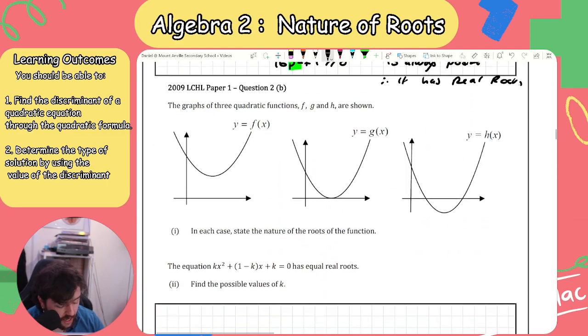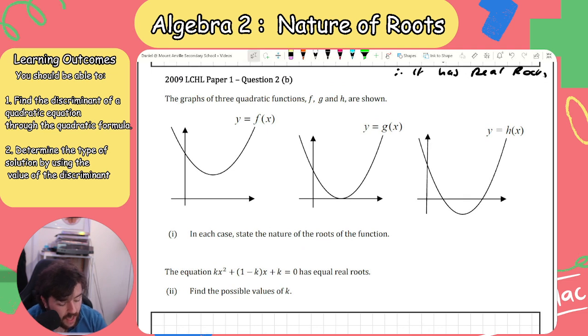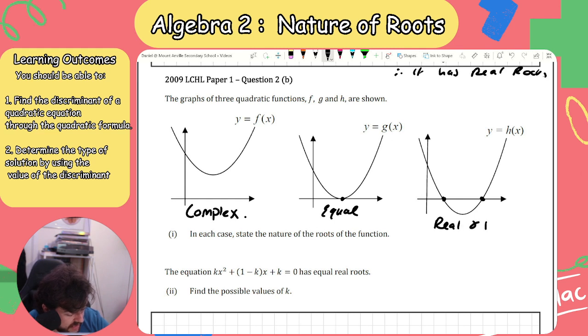Finally, last question here. This is from the 2009 paper, paper 1, question 2. The graphs of 3 quadratic functions are shown here. In each case, state the nature of the roots of each function. So this one here does not cross the x-axis, so it's complex roots. It doesn't have real solutions. This one only touches the graph once, so it has equal roots. And then this one here crosses the x-axis at 2 different points. So this is real and distinct roots.